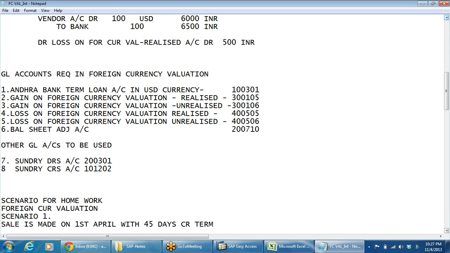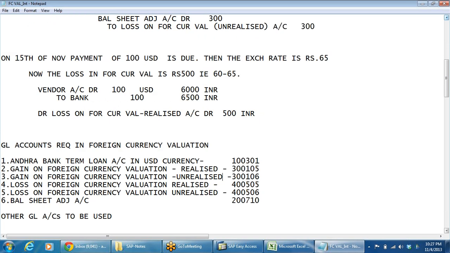So, GL accounts required in foreign currency valuation. Okay, first one anyhow not required. Second one: gain on foreign currency valuation realized, gain on foreign currency valuation unrealized, loss on foreign currency valuation realized, loss on foreign currency valuation unrealized, right? Here in this case we got the loss. In case of customers, if you are making sales, you may be getting gain. So for that purpose, I need to create loss accounts as well as gain accounts.